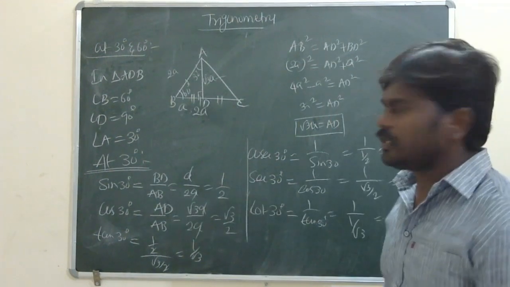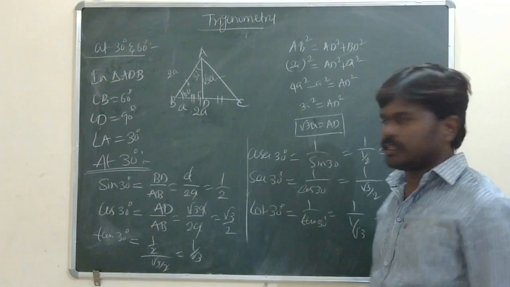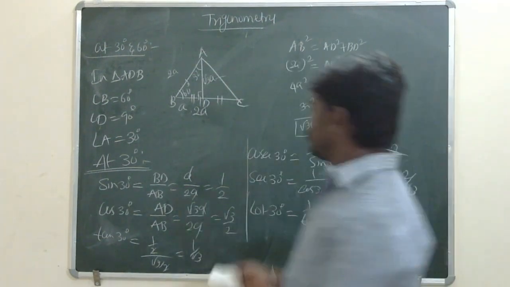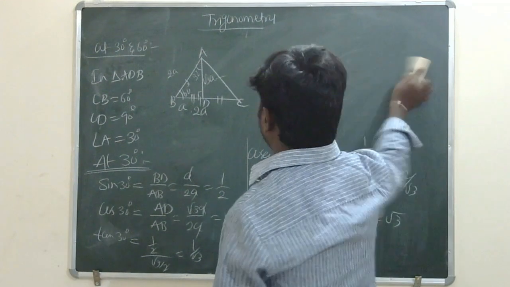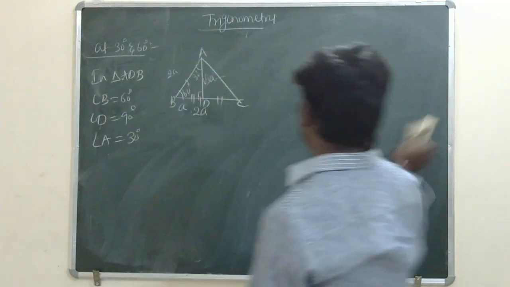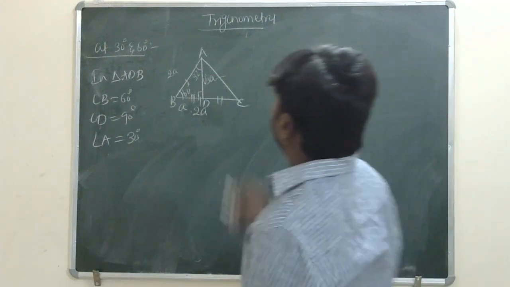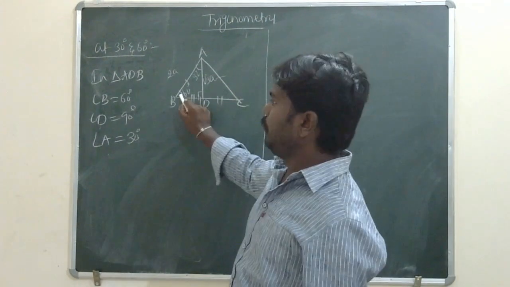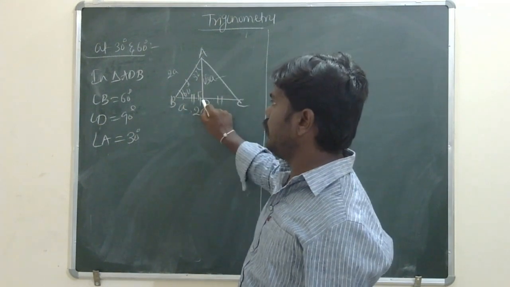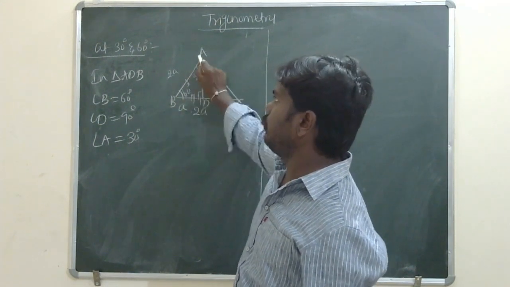Now we will see at 60 degrees. At 60 degrees also we are going to use the same technique in the same diagram. Here in the diagram, angle B is 60. With respect to the 60, the opposite side is AD, adjacent is BD and hypotenuse is AB.